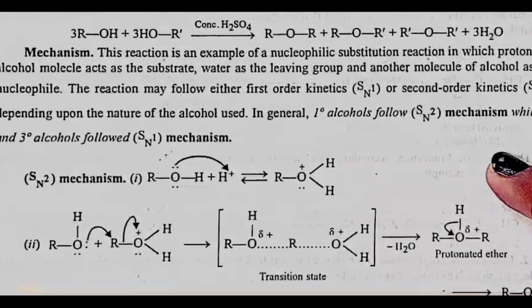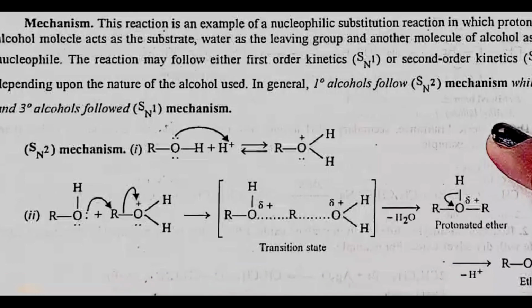Mechanism. This reaction is an example of a nucleophilic substitution reaction in which the protonated alcohol molecule acts as the substrate, water as the leaving group, and another molecule of alcohol as the nucleophile. The reaction may follow either first order or second order kinetics, depending upon the nature of the alcohol used. In general, 1° alcohol follows the SN2 mechanism, while 2° and 3° follow the SN1 mechanism.